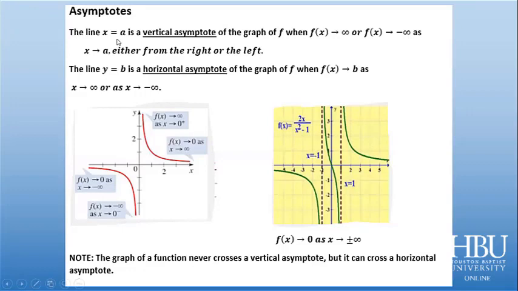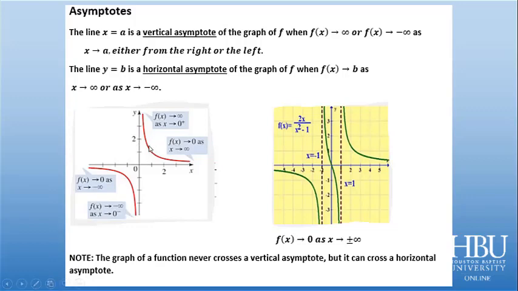The line x equals a is a vertical asymptote of the graph of f whenever f of x approaches infinity or f of x approaches minus infinity as x approaches a either from the right or the left. If you notice the graph on the left, this is the graph of the function f of x equals 1 over x. The y-axis, whose equation would be x equals 0, is a vertical asymptote of this graph.